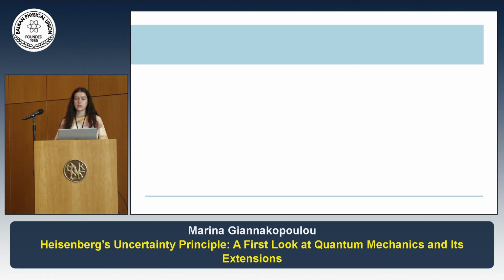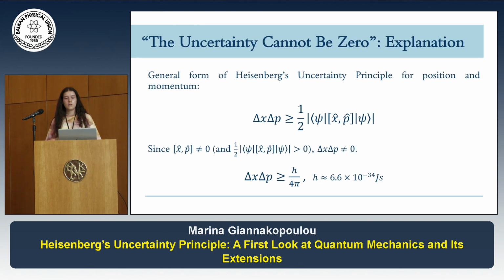The explanation for that is quite straightforward. We will only need to consider the general form of Heisenberg's uncertainty principle for position and momentum, which is this. Delta x and delta p represent the uncertainty in position and momentum respectively.